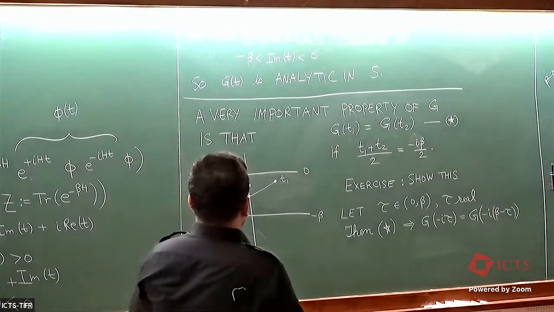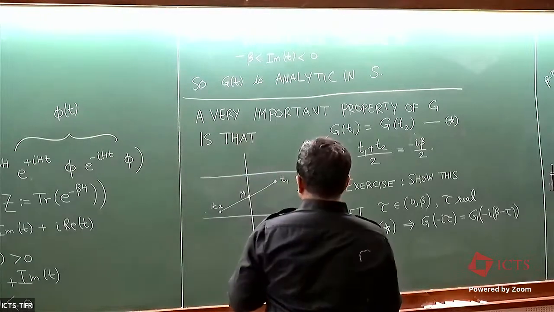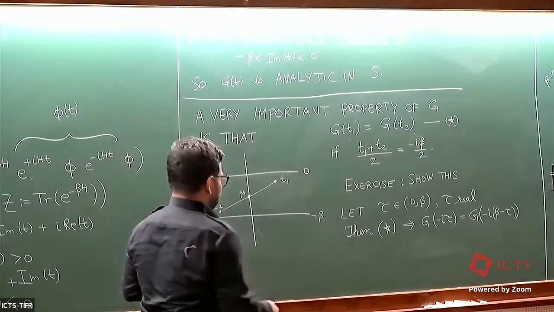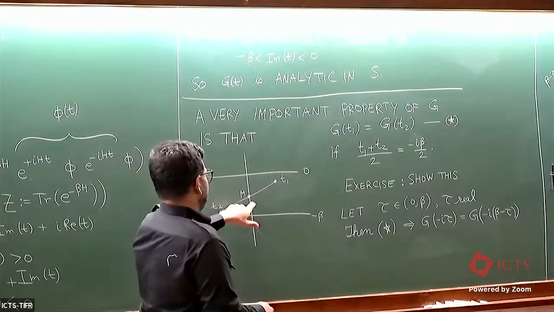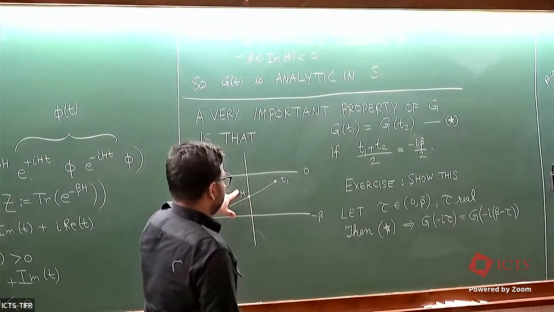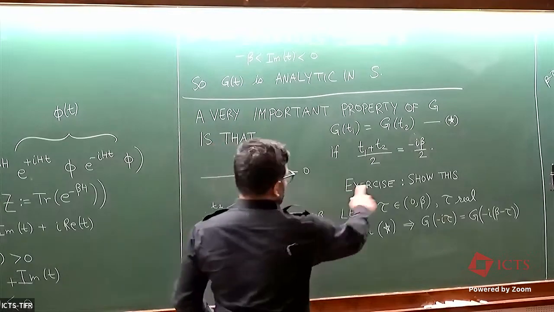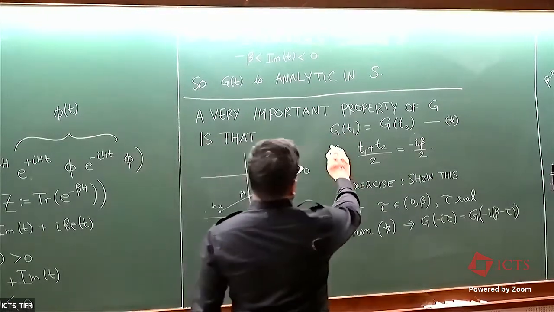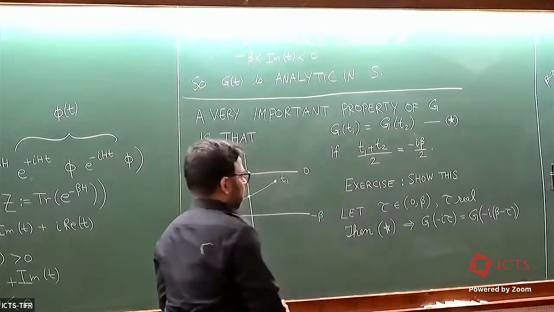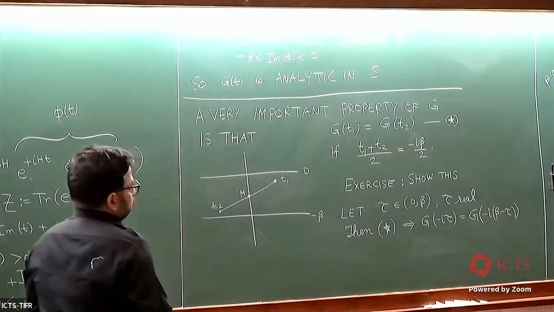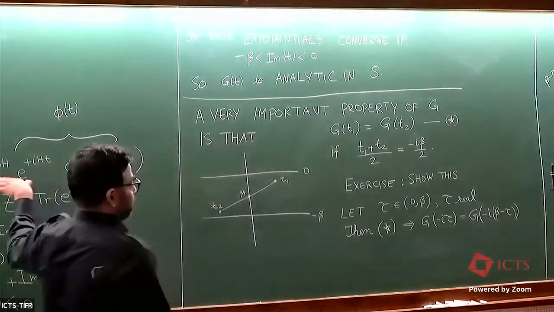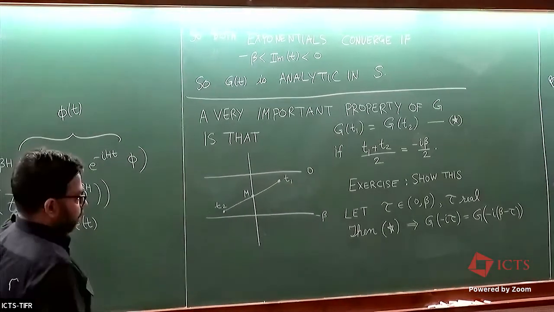Okay, now another very important property of G is the following: if you take two points, T1 and T2, in this strip, whose midpoint is the midpoint of the strip. So M is the midpoint of the strip, which has a complex coordinate negative i beta over 2. Then G evaluated at those two points is the same. It's a simple exercise to show this starting from just this definition. So you just replace and check T1 and T2.